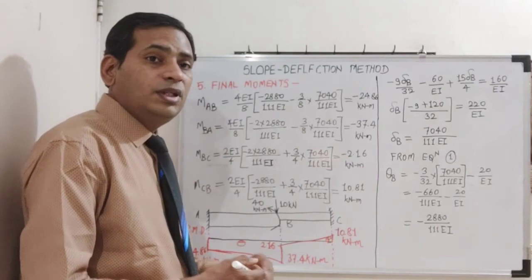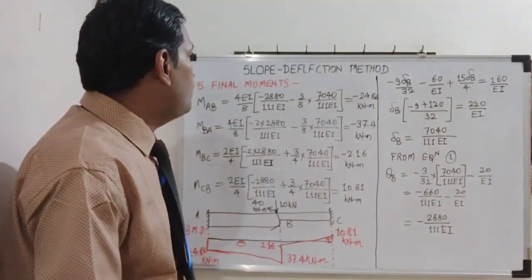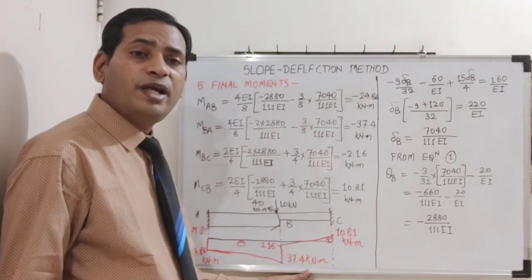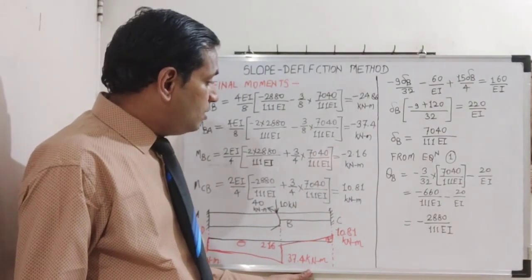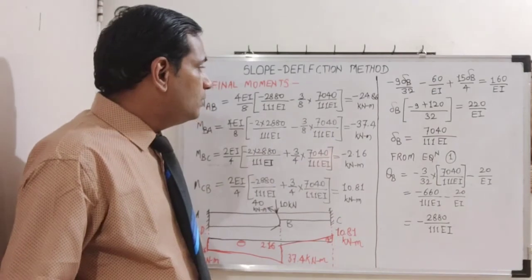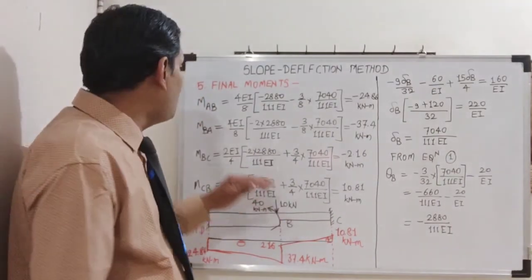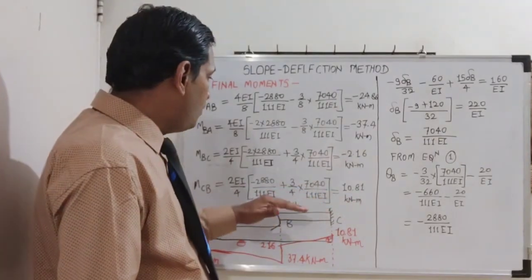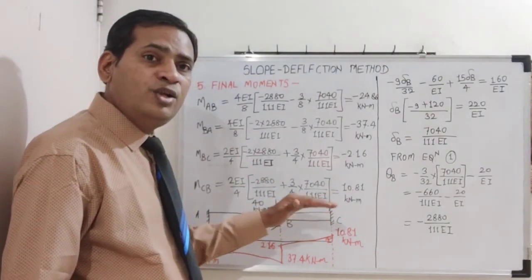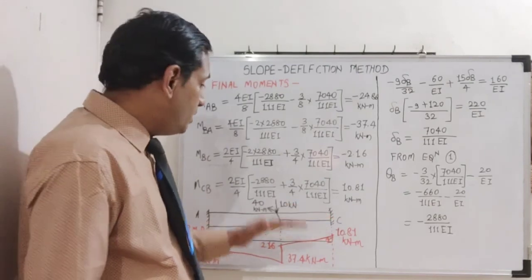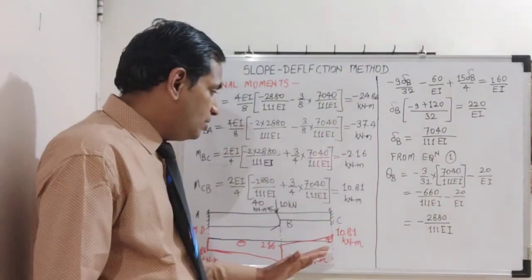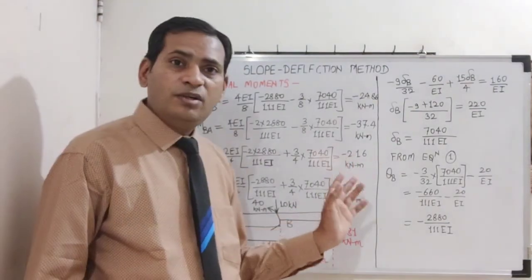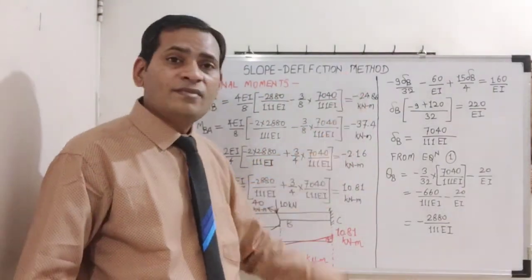So compared to all the previous questions by the slope deflection method, this particular single span beam is a little bit complicated, and as I told you, the equations are very lengthy. However, if you keep your patience and continue solving, then you will get the correct answer. So friends, this was my analysis on this particular beam by the slope deflection method.